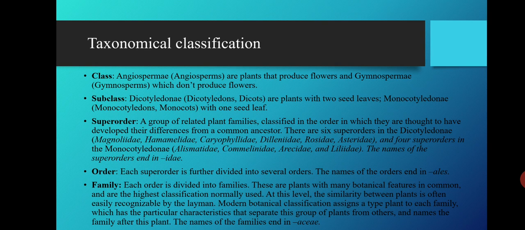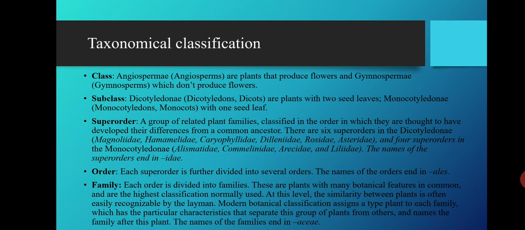Now coming to the next point, that is family. Each order is divided into family. जैसे कहते हैं ना ये इस फैमिली से बिलोंग करता है, मतलब उस फैमिली की सारी प्रॉपर्टीज़ उस प्लांट के अंदर होगी. So these are the plants with many botanical features in common and are the highest classification normally used. At this level, the similarity between the plants is often easily recognizable by the layman, that is a common man.